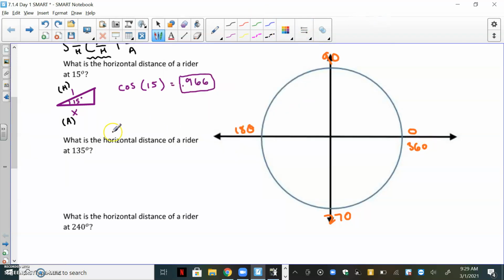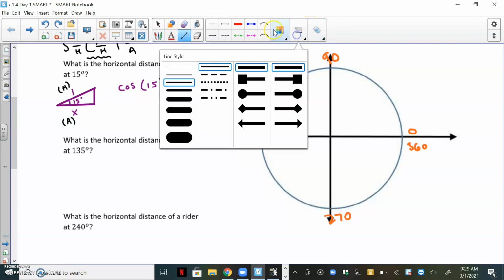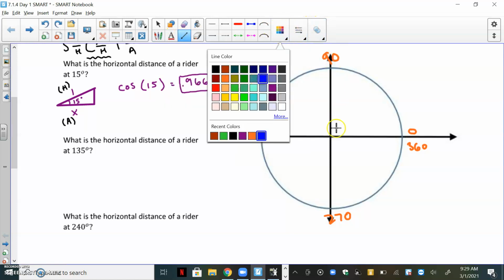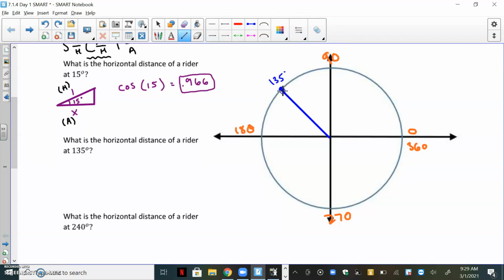All right, so 135 is obviously right in between 90 and 180, so I'm going to go ahead and put my point right about here. All right, so now I can just go ahead and draw my triangle. Just like we did them before, nothing changes about the way we draw the triangle.